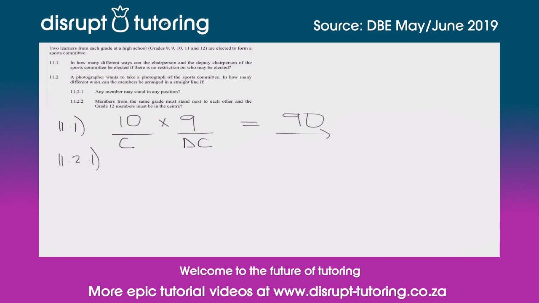Okay, moving on to 11.2.1, they've said to us a photographer wants to take a photograph of the sports committee. In how many different ways can the members be arranged in a straight line if any member may stand in any position? So we've got 10 members. So it's 1, 2, 3, 4, 5, 6, 7, 8, 9, 10. We know that 10 people can stand here, and if that one person stands there, then 9 are there, then 8 are there, then 7, then 6, then 5, then 4, then 3, then 2, then 1.